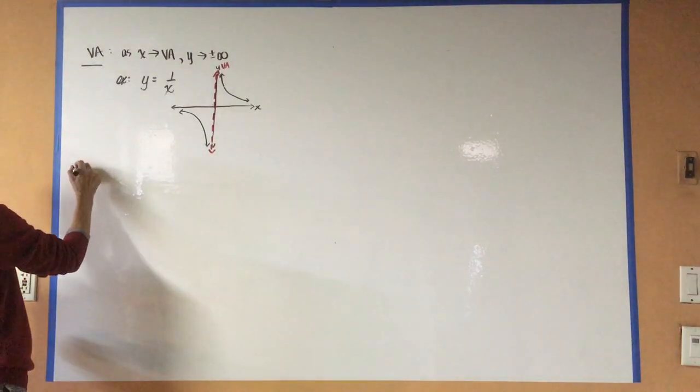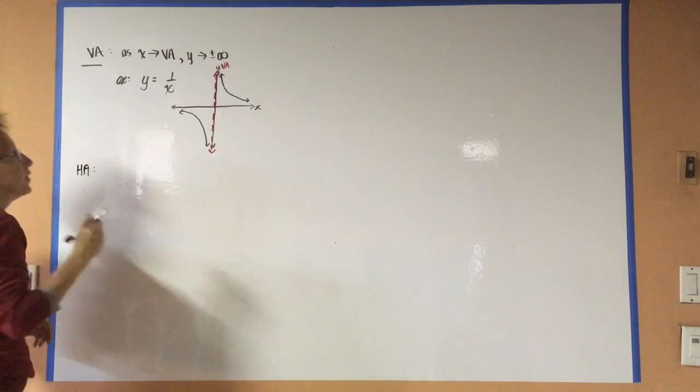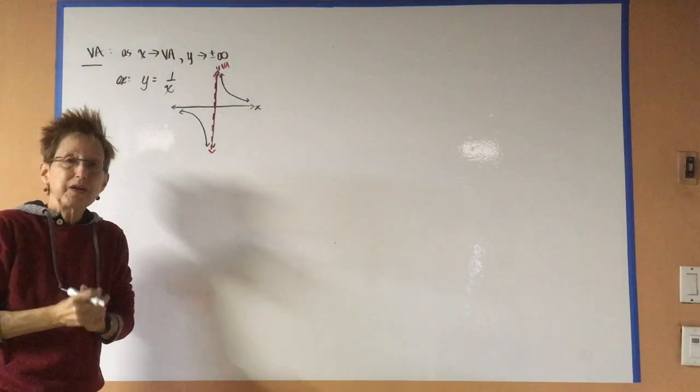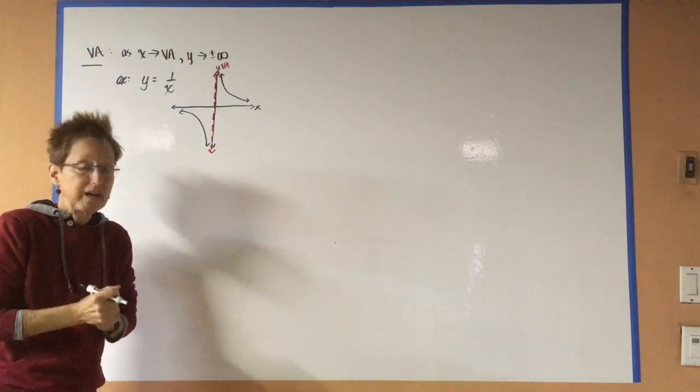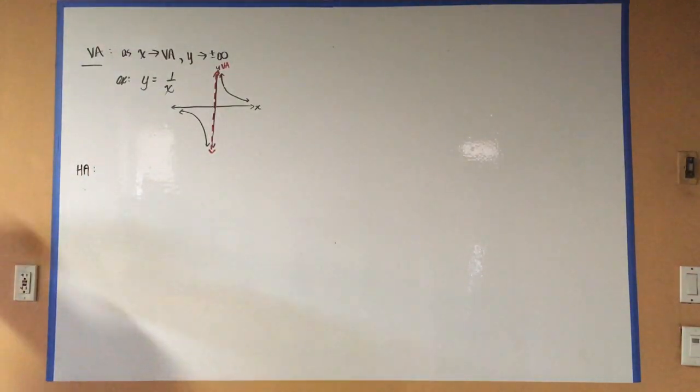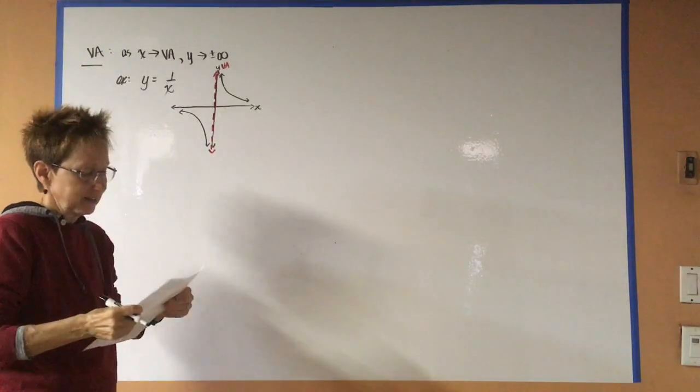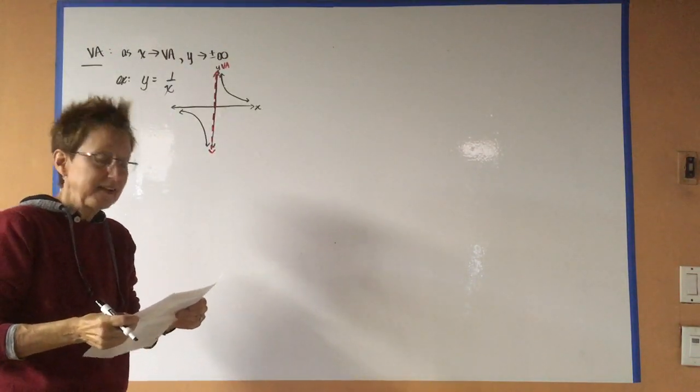So that's a vertical asymptote. And again, the graph will never touch it. The graph will not cross a vertical asymptote, ever. So I wrote that in bold. It said never. The x value, that value that x can never be.